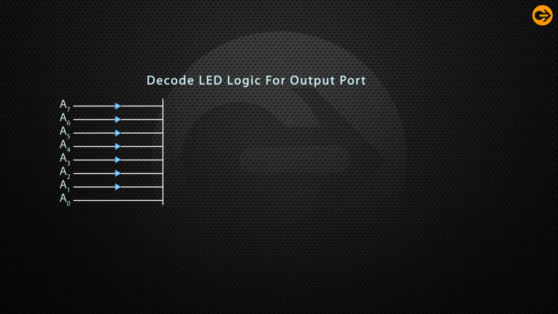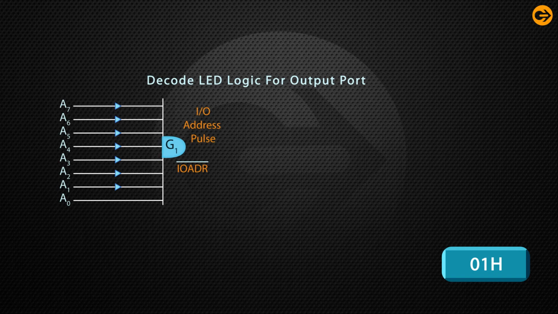The figure shows a practical decoding circuit for the output device with address 01H. Address lines A7 to A0 are connected to the 8-input NAND gate that functions as a decoder. Line A0 is connected directly, and lines A7 to A1 are connected through inverters. When the address bus carries address 01H, gate G1 generates a low pulse. Otherwise, the output remains high.